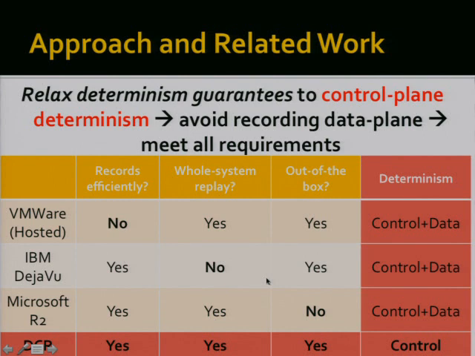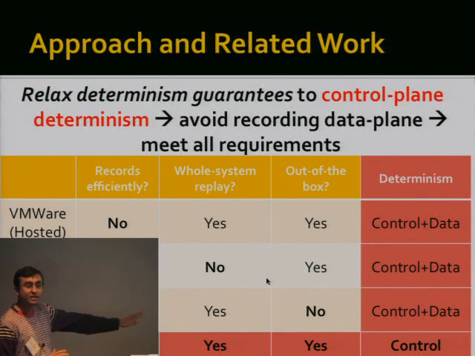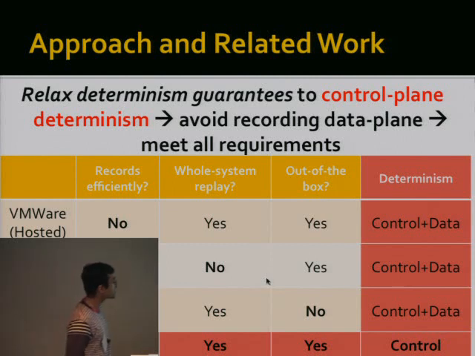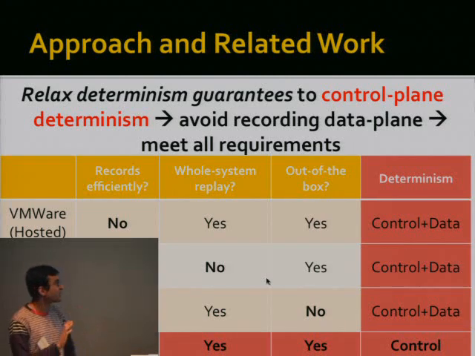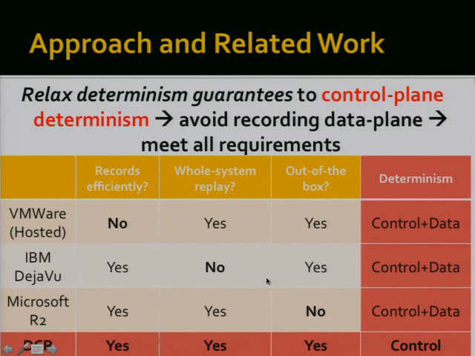Okay, so where does this insight take us, this whole control plane, data plane dichotomy? Well, what this allows us to do is relax determinism guarantees. In other words, we can shoot for control plane determinism. That is the idea that it suffices to reproduce some execution that exhibits the same control plane behavior. Now, if we can do this, then we can altogether avoid the need to record the data plane, which is the most I/O intensive. It accounts for 99%. And by doing this, we can actually record efficiently at such large scale. And as a result, we can meet all three of the requirements because we don't have to make the trade-offs that typically have been necessary.